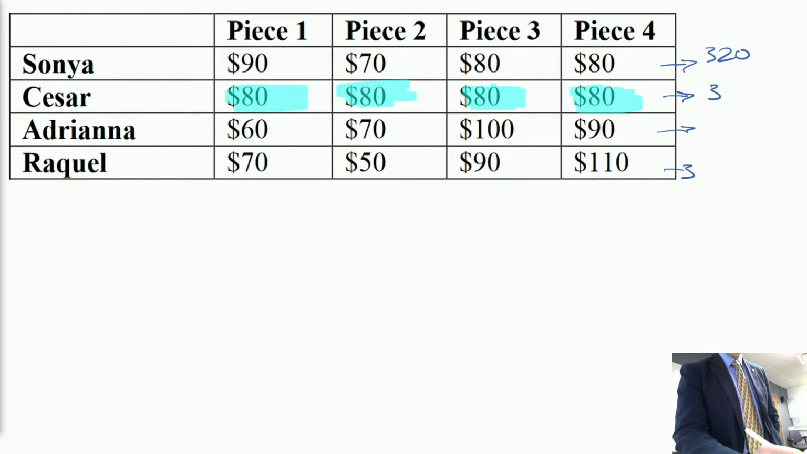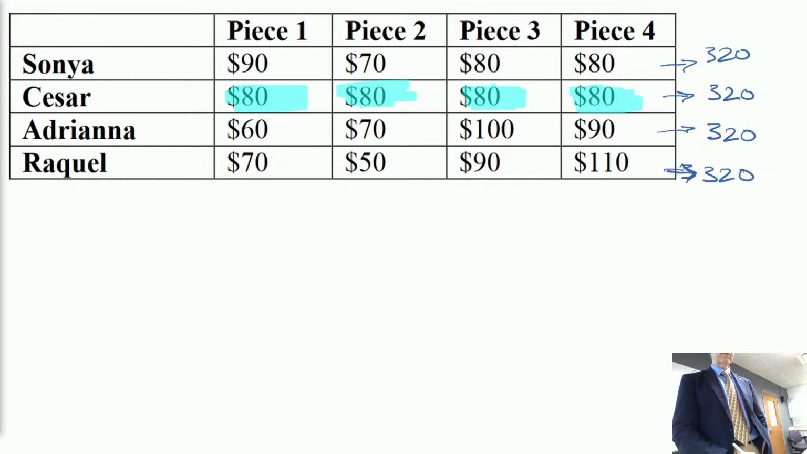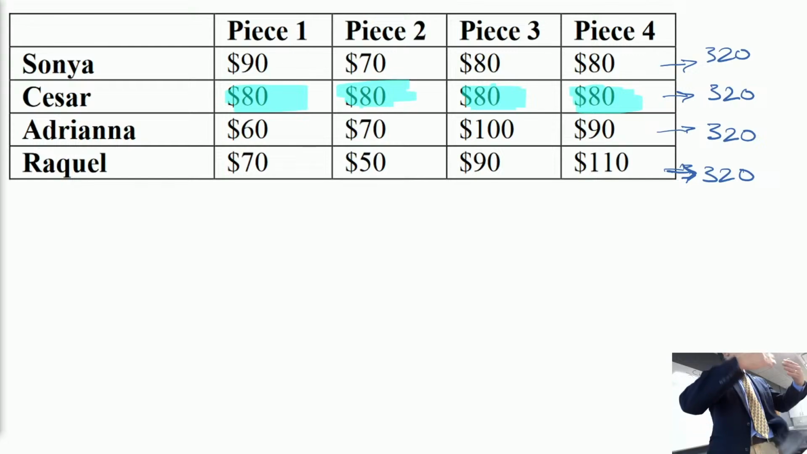320, maybe this is a piece of land that is worth $320,000. But whatever the situation is, everyone here thinks that the total is worth $320, or maybe these are thousands of dollars. That would make more sense if we had some land we were dividing up. So Caesar has divided up, let's pretend it's land, in such a way that each of the plots of land Caesar thinks is worth $80,000.